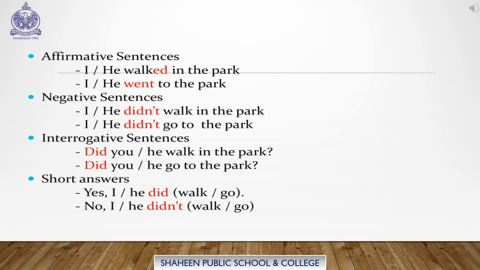For example, he walked in the park or he went to the park. When we convert this sentence into negative one, he did not walk in the park. Actually, the second form of verb will be converted into first form of verb whenever we use did. So, again, he did not go to the park. When we convert this into interrogative sentences, we have to use did. Did you walk in the park or did he go to the park?